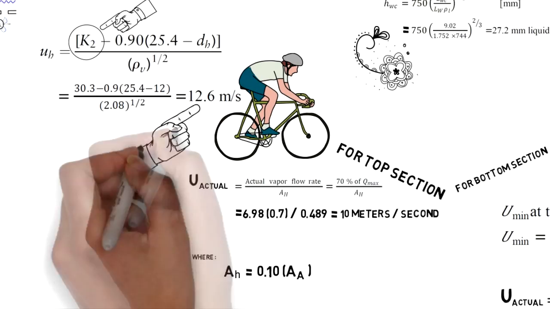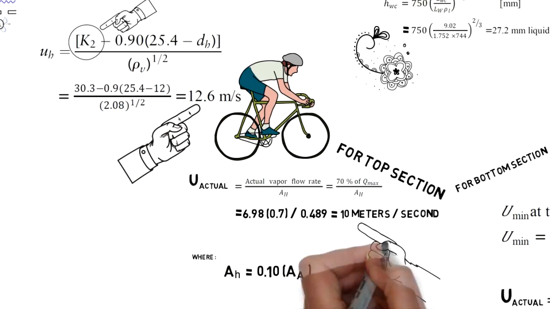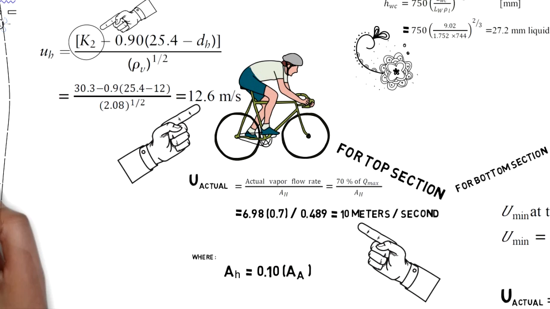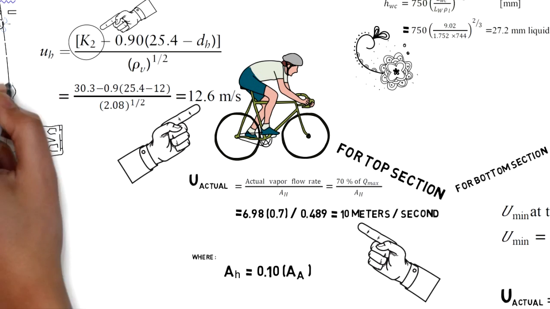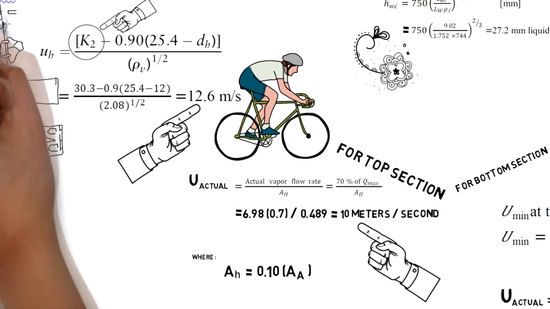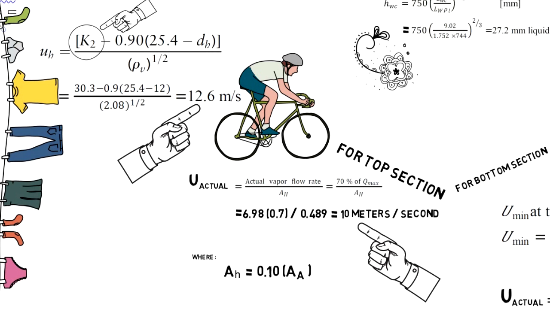However, going back to the top section, the minimum weep point velocity is greater than the actual vapor velocity. This actual vapor velocity can be manipulated when some of the holes are closed, to an extent that the actual vapor velocity is greater than the weep point velocity.